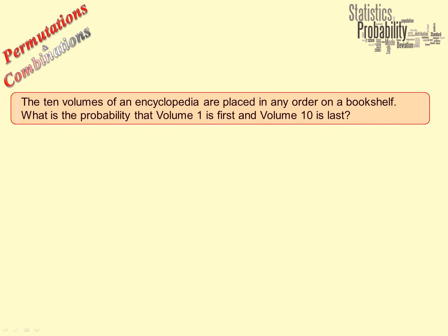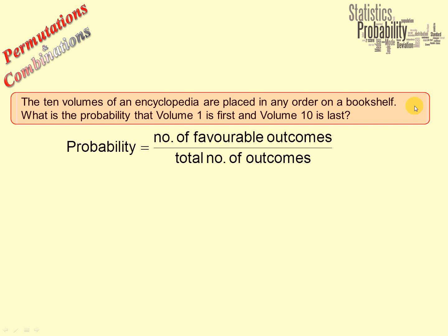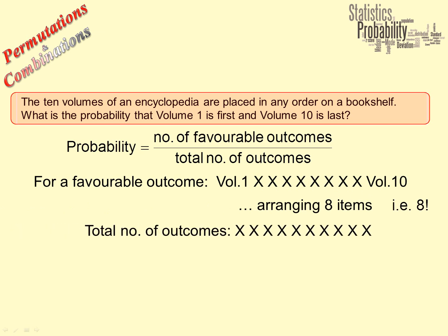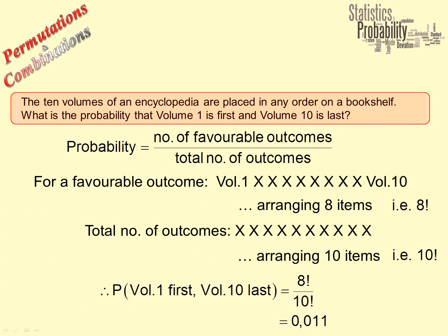10 volumes of encyclopedia are placed in any order on a bookshelf. What's the probability that volume 1 is first and volume 10 is last? Well, a reminder of a little principle: probability, number of favorable outcomes over total number of outcomes. So, number of favorable outcomes has volume 1 first and volume 10 last, because that's what we want, and the remaining 8 can be arranged. Total number of outcomes is 10 to be arranged, which is 10 factorial. So we substitute these numbers into there, and there is our probability.